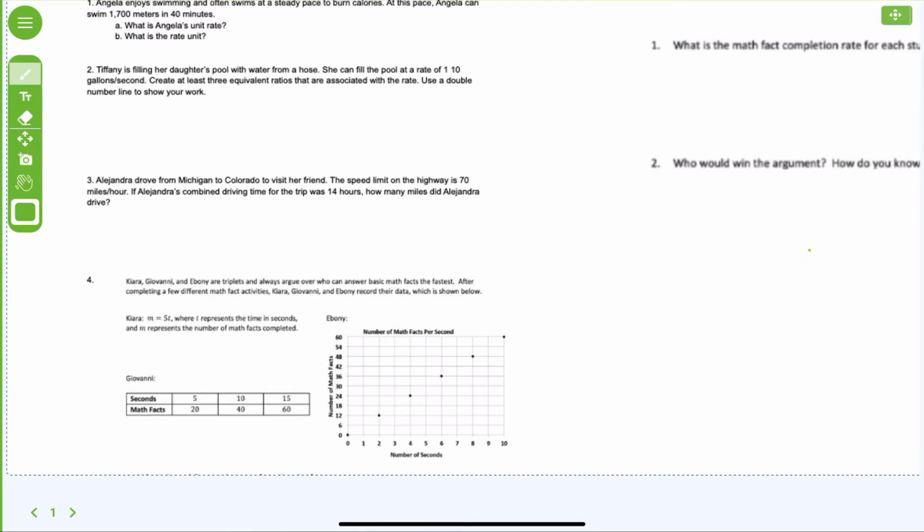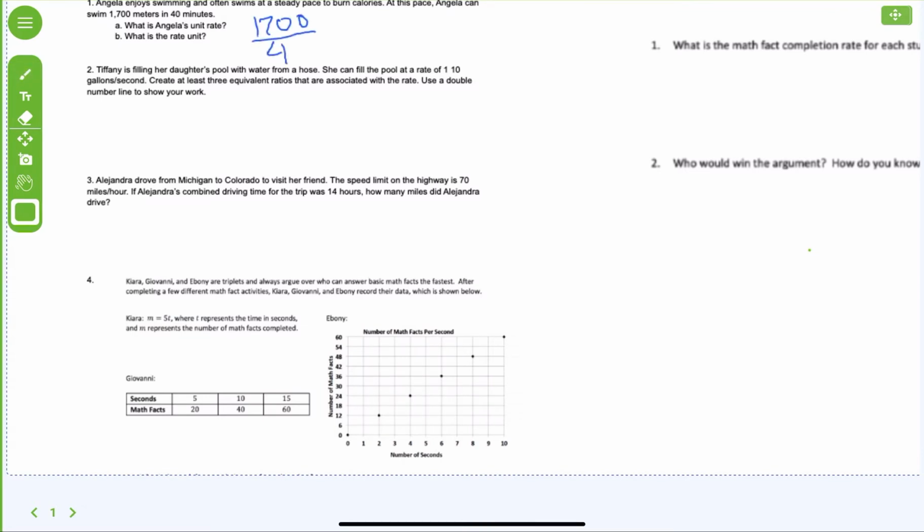Math midterm review. Number 1 says, Angela enjoys swimming and often swims at a steady pace to burn calories. At this pace, Angela can swim 1,700 meters in 40 minutes. So what is the unit rate?